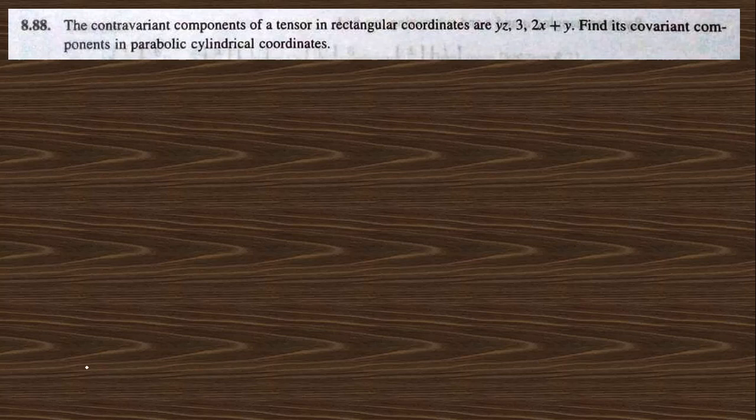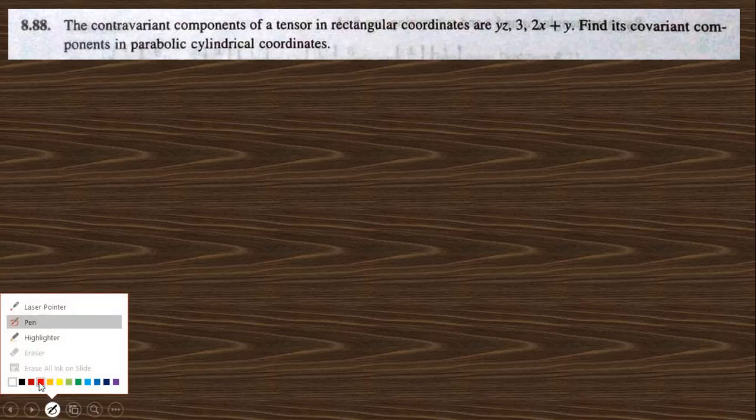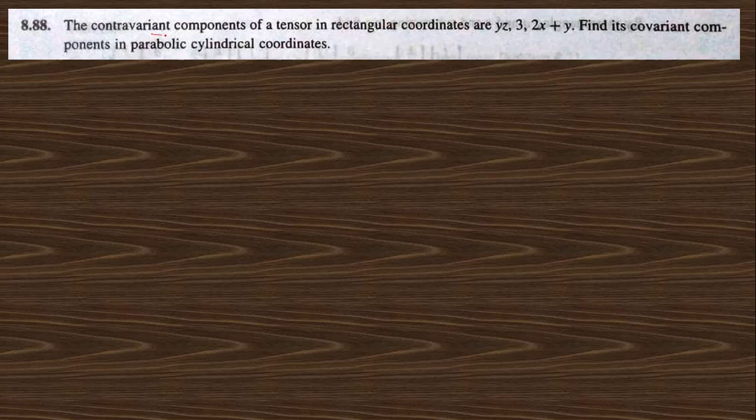Okay, next we want to discuss this question 8.87. This is a similar type of question to the previous one, which was the contravariant component of a tensor in rectangular coordinates. Find the covariant component in the parabolic cylindrical coordinate system.